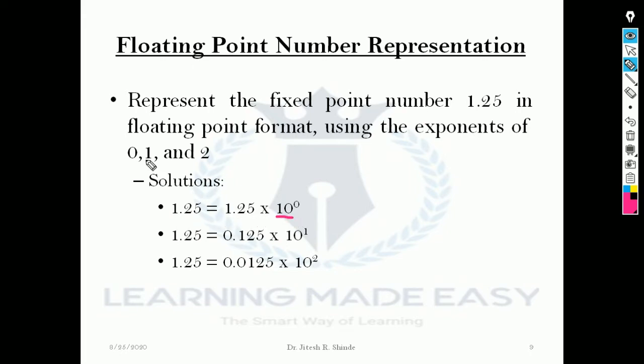Case 1 means the answer should be in the format of 10 to the power 1, so this number needs to be shifted by one digit towards the right hand side, so the answer is 0.125 into 10 to the power 1. Next case, the exponent should be equal to 2, that is 10 to the power 2, so this number needs to be shifted by 2 digits towards the right hand side, so the final answer becomes 0.0125 into 10 to the power 2.